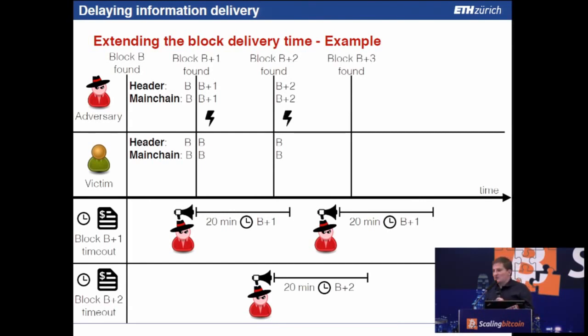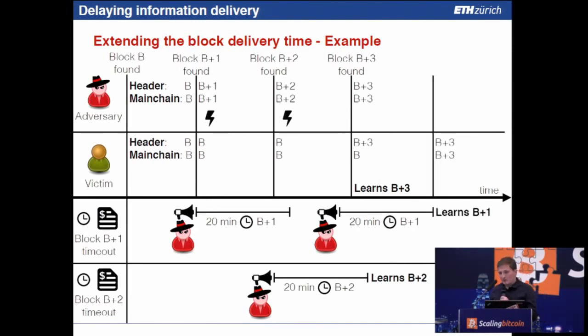Let's say block B plus 3 is found, and the attacker is either unsuccessful or decides to stop the attack, so he won't advertise any new hash to the victim. So the first timeout that expires here is B plus 2. And at this point, the victim will learn about B plus 3. But he doesn't know about B plus 1 and B plus 2 in this case, so he still cannot sync to the main blockchain, because the other timeouts are still pending. And at some point in time, finally, the timeout for B plus 1 expires. And at this point in time, the victim is able to resync to the main chain.